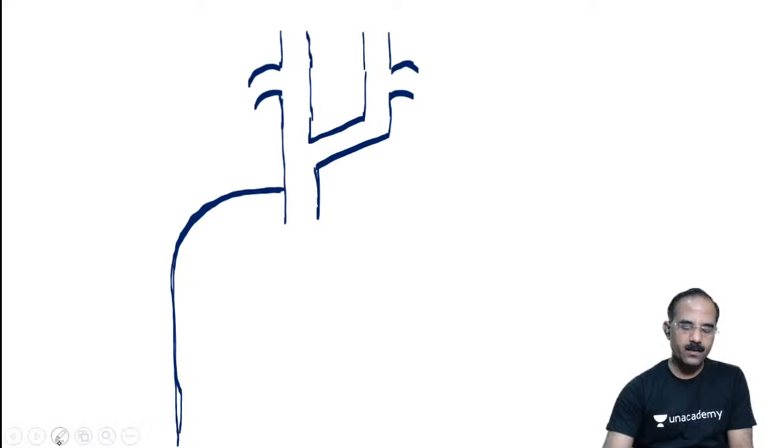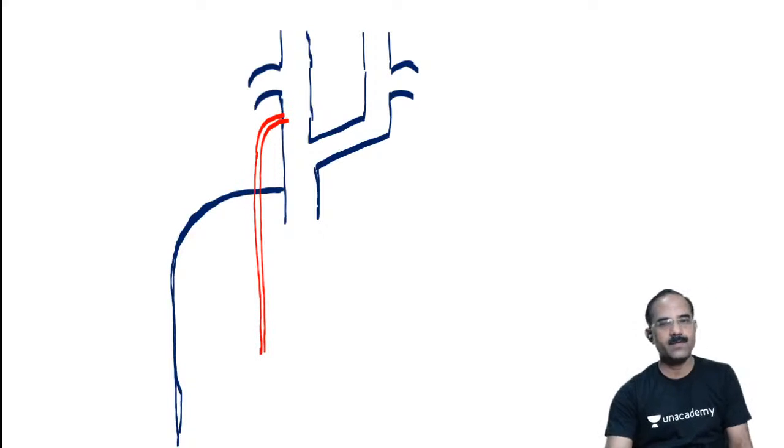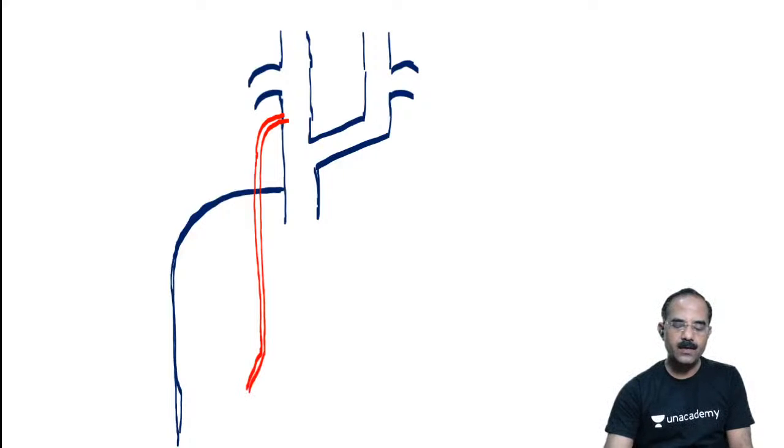Now what is this vein which opens into the brachiocephalic vein? That's the internal thoracic vein. The internal thoracic vein opens into the brachiocephalic. If that's the internal thoracic, what's this and what's this? This is the superior epigastric, that's the musculophrenic.